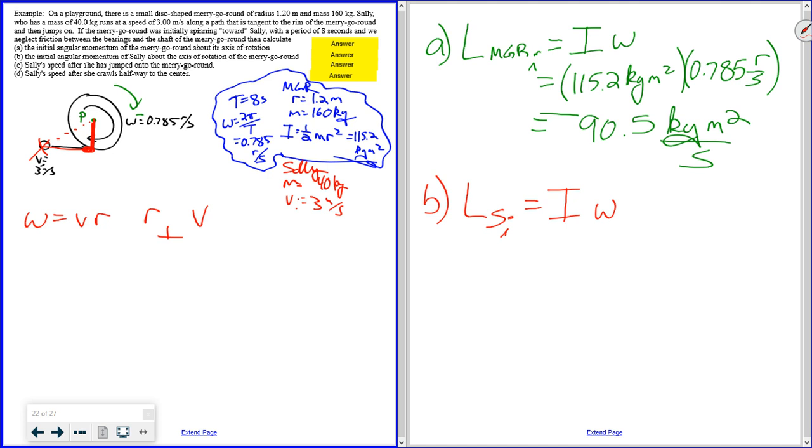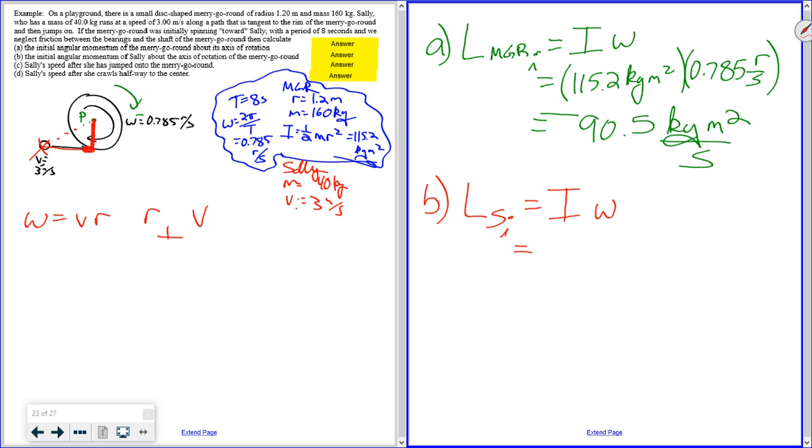She's a point particle, right? So I for a point particle is mr squared, times omega. We don't know omega, but we do know her velocity, and omega is v over r. So the angular momentum of Sally is, notice the r's cancel, mvr. This is a very common equation worth writing down: the angular momentum of a point particle. Sally is a point particle. That is the equation.